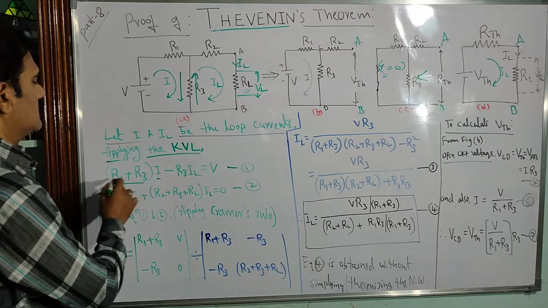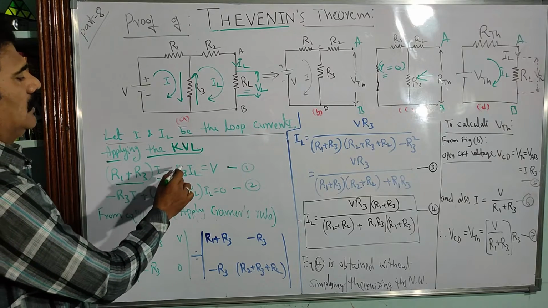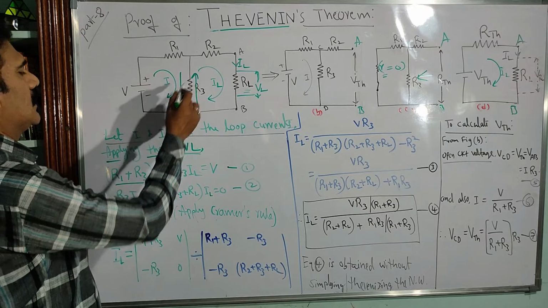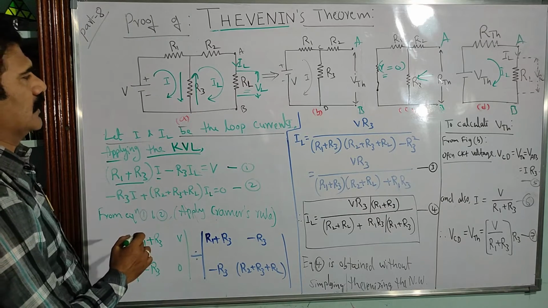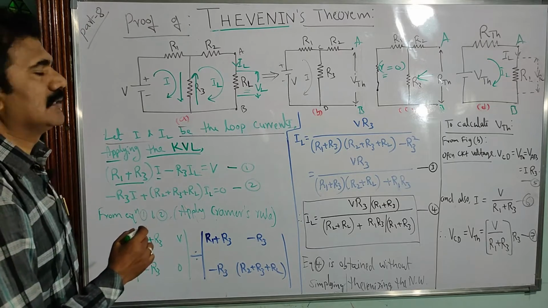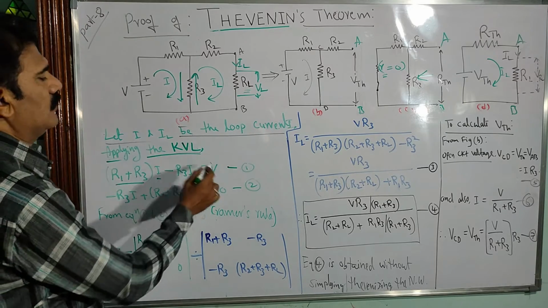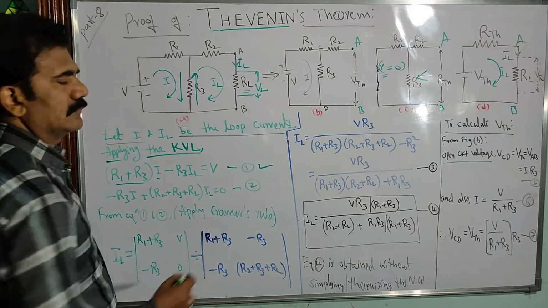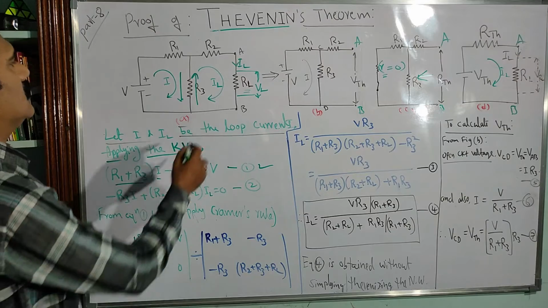The total means the product of resistance and current, in the entire loop, right? Now it is in the opposite direction, so I have to consider the negative sign here, clear? Okay, it is equal to whatever the EMF present in the network, that is only V. So according to KVL, we get this equation 1. Then look at the second loop.